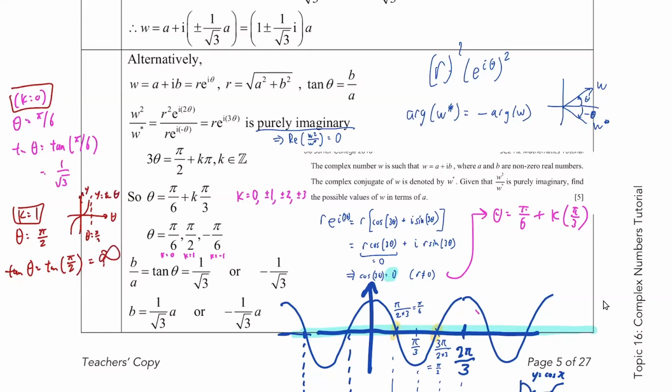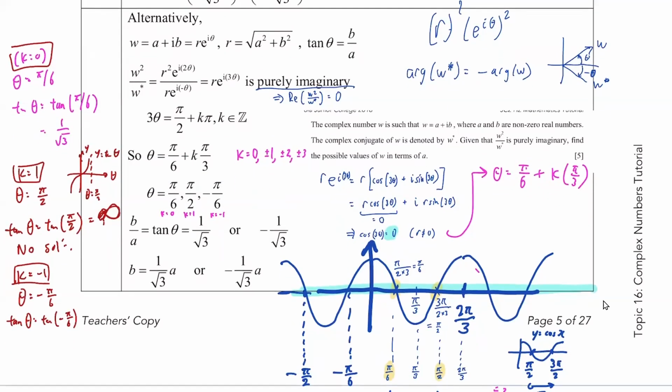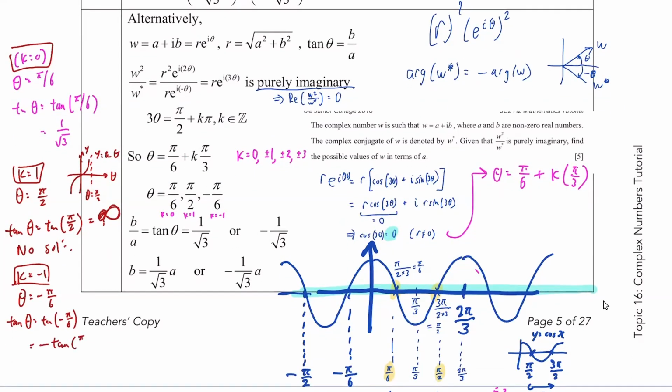Infinity. So there is no solution. So we ignore this case. Then we move on. K equals -1. We get theta equals -pi by 6. You just substitute the K here with -1. You get -pi by 6. Okay, then you take the tangent of theta. It's tangent of -pi by 6. Do you know that tangent of -pi by 6 is the same as negative tangent pi by 6?